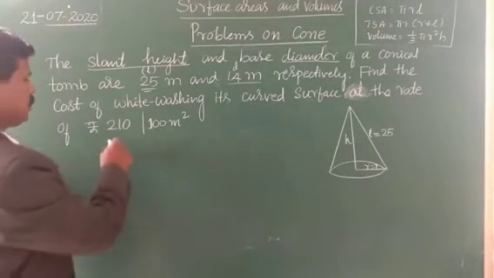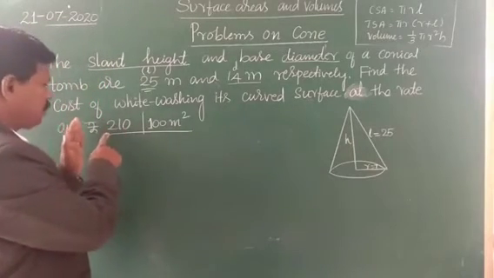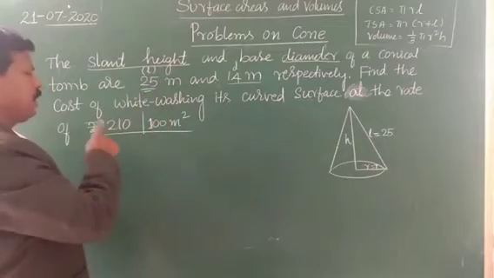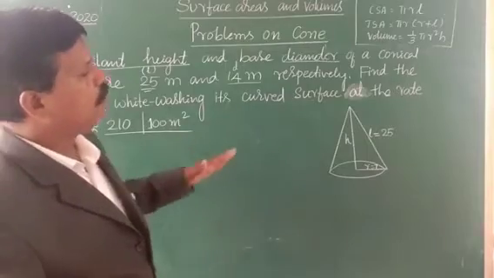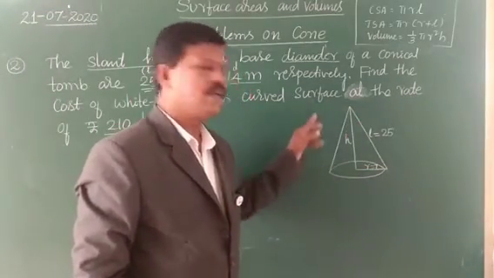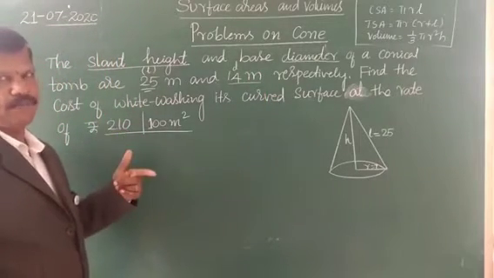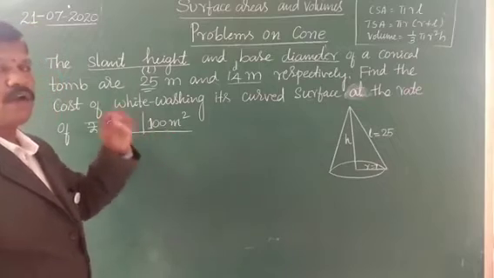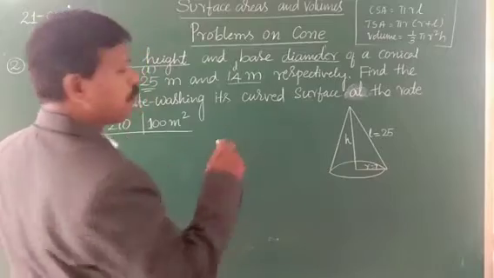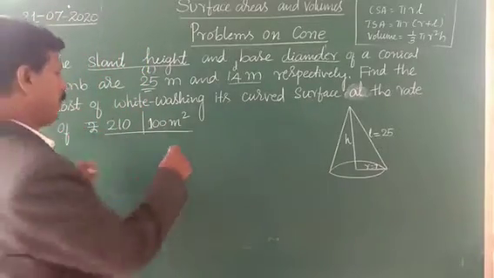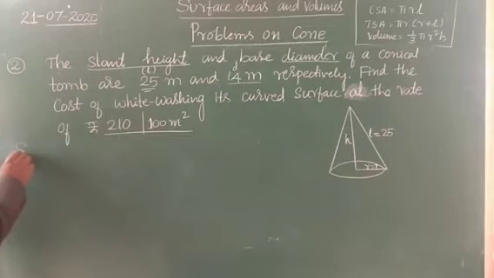So look at this. This is very important. Here, if the cost of whitewashing the surface is given at the rate of 210 per square meter, then what we can do is, whatever the total surface is, you should multiply that with 210. But here they have given that for 100 square meter it is 210. Then first we should find out for 1 square meter. Okay, so that is one important thing. Just look at this solution.